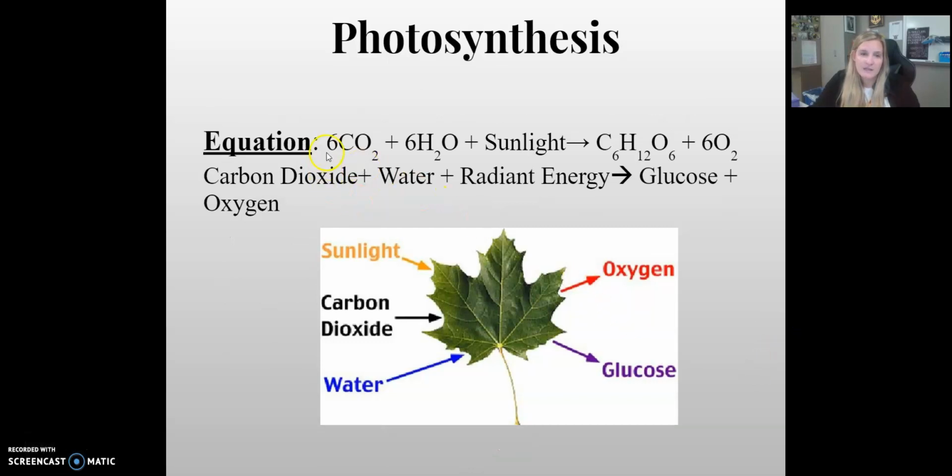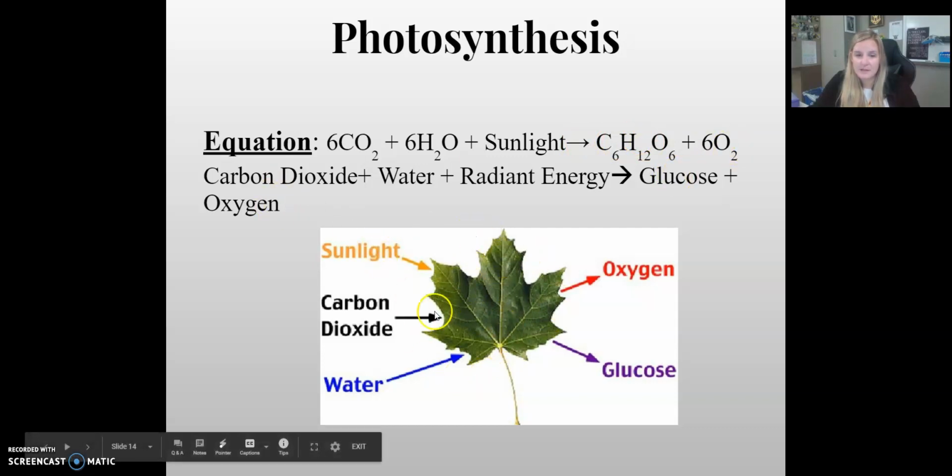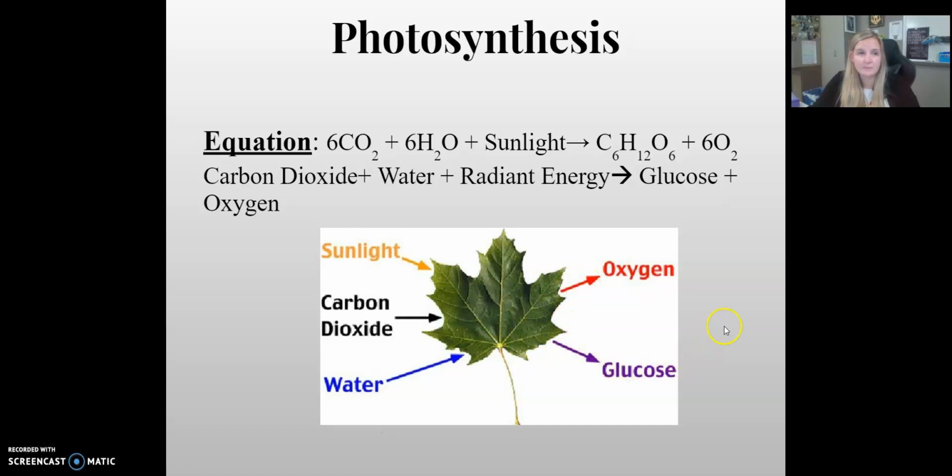Once again, this is that equation: 6 carbon dioxide molecules, 6 water molecules, plus sunlight or radiant energy will be converted into glucose and 6 oxygen molecules. So that plant takes in sunlight, takes in carbon dioxide, takes in water, and will release oxygen and create glucose.